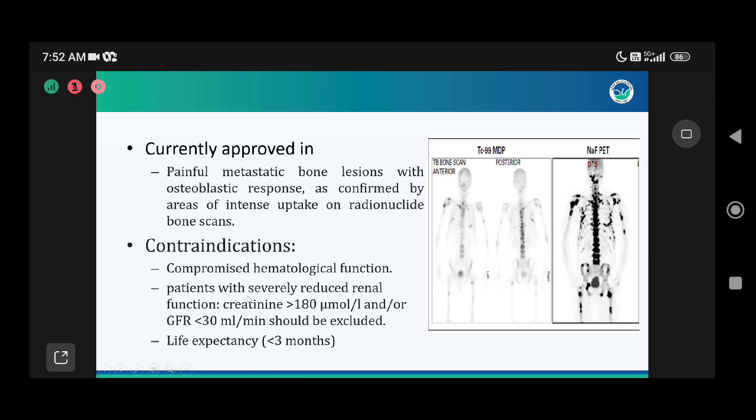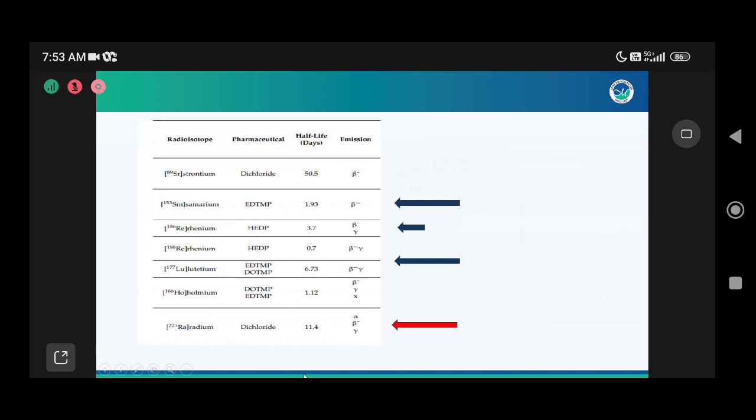Or when the patient has significantly reduced renal function, because unused medicine is excreted through the kidneys. So if there is significant renal impairment, the medicine we give stays inside the body and keeps on emitting more and more radiation, and it can cause significant other side effects. And when life expectancy is less than 3 months, it is also a contraindication because it is not going to help much. These are the common radioisotopes which are currently used in bone pain palliation.